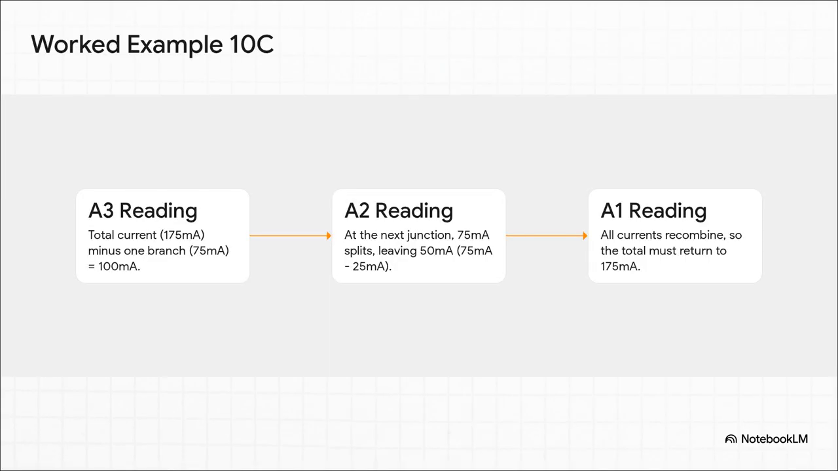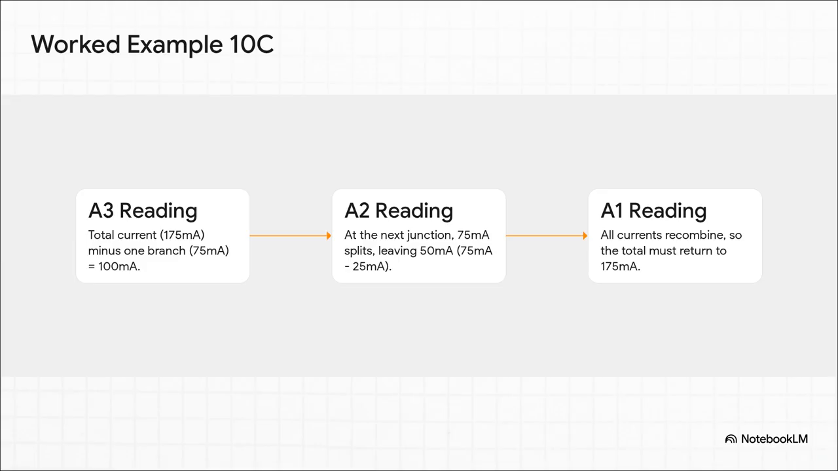Let's try a worked example from a textbook. We start with 175 milliamps coming from the supply. At that first junction, 75 milliamps goes one way. So what's the reading on ammeter A3? It's got to be the rest, right? 175 minus 75, that's 100 milliamps. Simple.